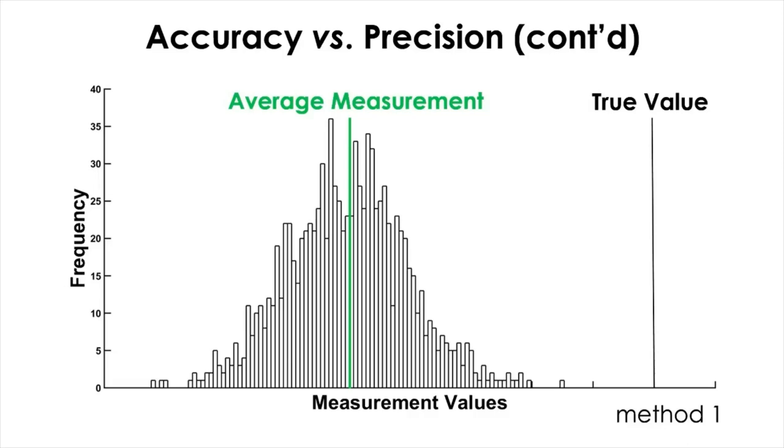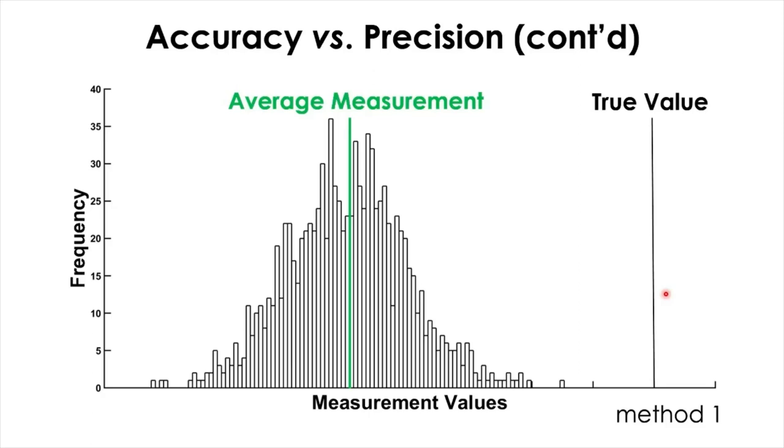We can characterize accuracy and precision in a different way. Imagine that you collected hundreds of measurements of something, say, like IOP, the intraocular pressure, from a single subject using a method and plotted them on a graph like this. The type of graph shown here is called a histogram, where the horizontal axis represents the measurement values and the vertical axis represents how frequently each measurement value appeared. A single vertical line on the right here represents the location of the true value we are trying to estimate.